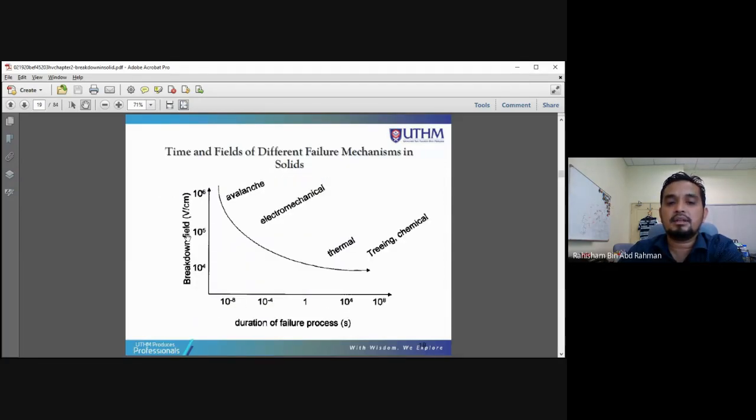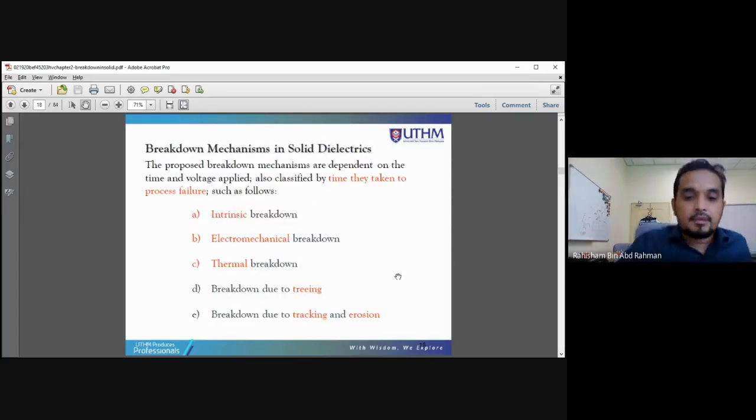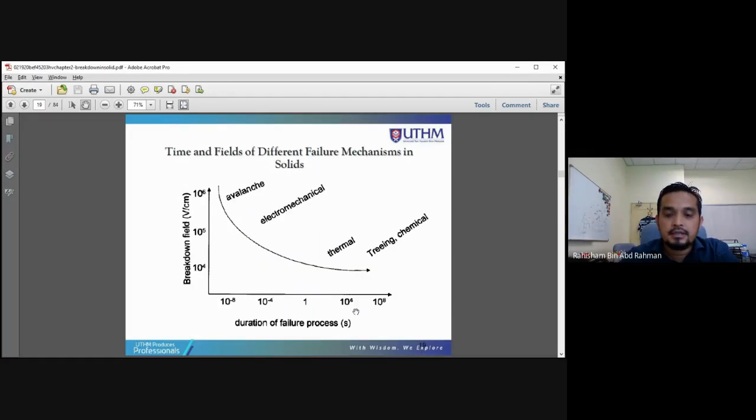Okay, we plot the breakdown field against the duration of the process. If you can see here, the treeing, chemical, and tracking and erosion take years, in which the avalanche is a very fast process that happens in a microsecond, and this one is in a number of months or years.